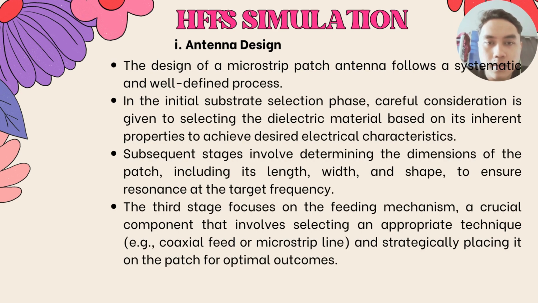The design of a microstrip patch antenna follows a systematic and well-defined process. In the initial substrate selection phase, careful attention is given to selecting the dielectric material based on its inherent properties to achieve desired electrical characteristics. Next, subsequent stages involve determining the dimensions of the patch, including its length, width, and shape, to ensure resonance at the target frequency. The third stage focuses on the feeding mechanism, a critical component that involves selecting an appropriate technique, for example a coaxial feed or microstrip line, and carefully placing it on the patch for optimal outcomes.